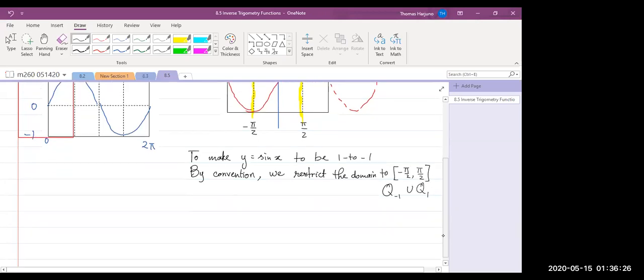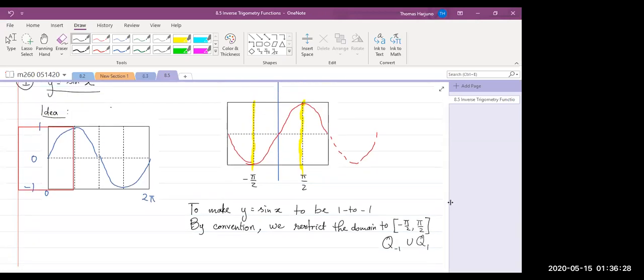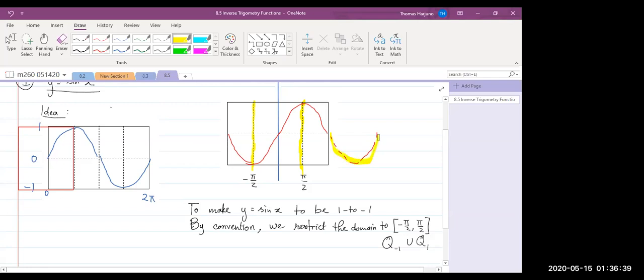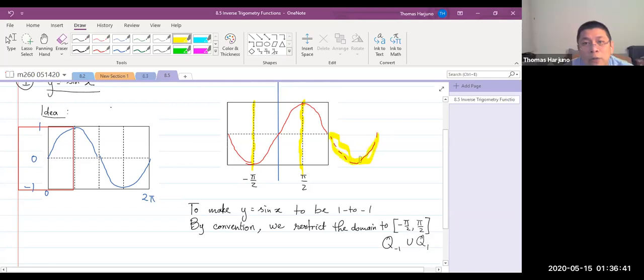Is there any reason why you just pick one? Can't you use quadrants 3 and 4? The thing is, quadrants 3 and 4 is not one-to-one. Oh, I'm sorry, it's not one-to-one, right? This is quadrants 3 and 4 here. Maybe, why not, for example, quadrants 2 and 3? Yes, quadrants 2 and 3, that's what I meant.